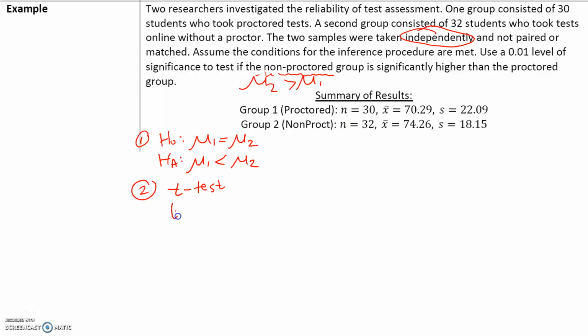Our test statistic t is negative 0.7703 and our p-value is 0.2222.